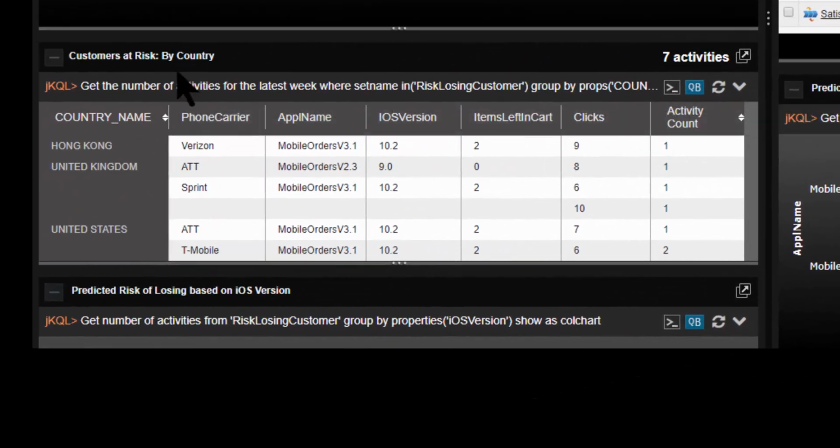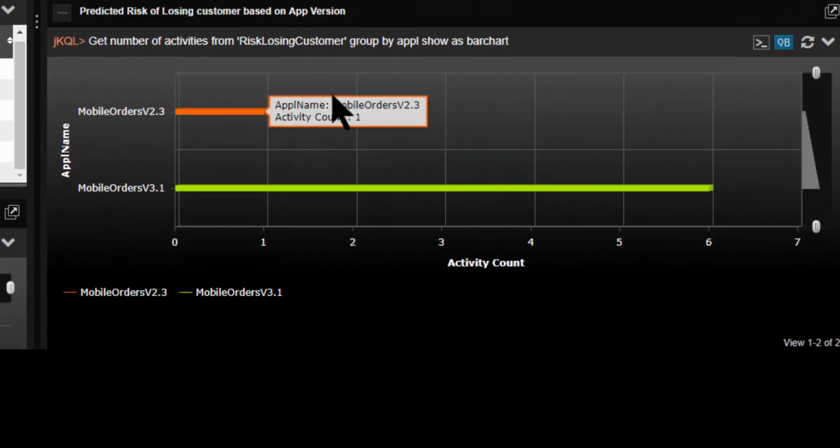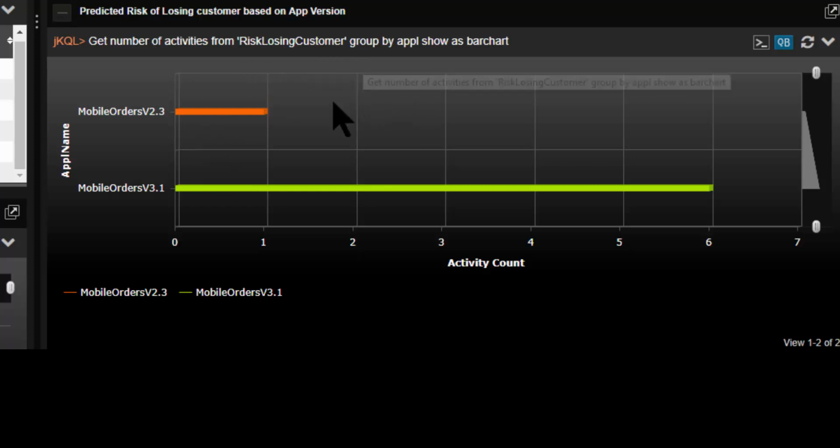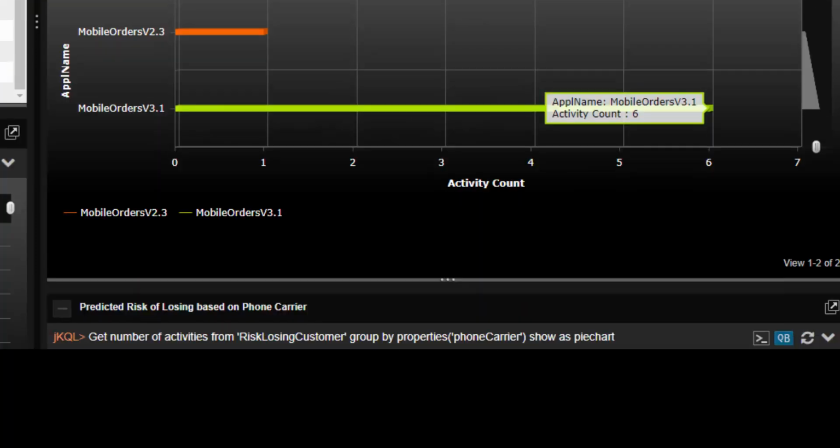You can see in the scorecard viewlet, we're segmenting based on country, carrier, app name, OS version, even abandoned shopping carts. And you start to see a pattern here. A large number of these users have the same version of their application and the same version of the OS. In fact, in this viewlet here, the bar chart, we're looking at customers we're at risk of losing based on their application version. And we can see that most of them are running version 3.1 of mobile orders.